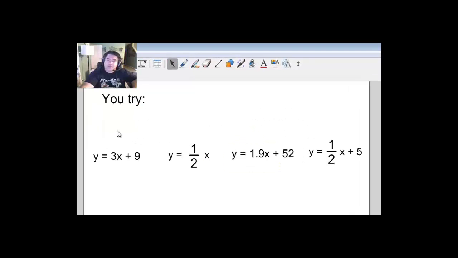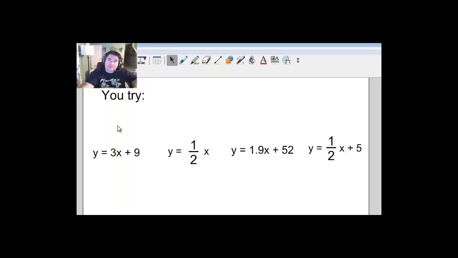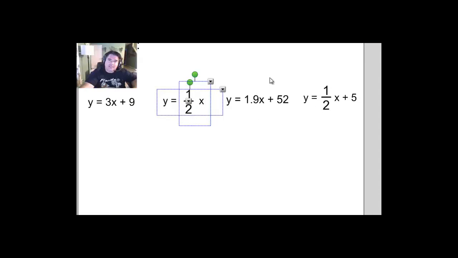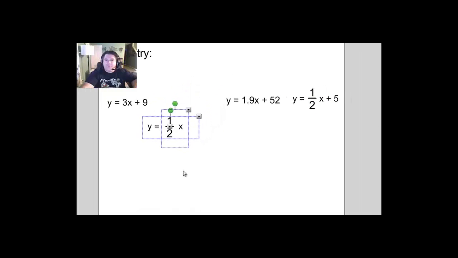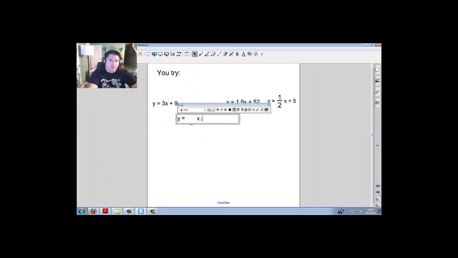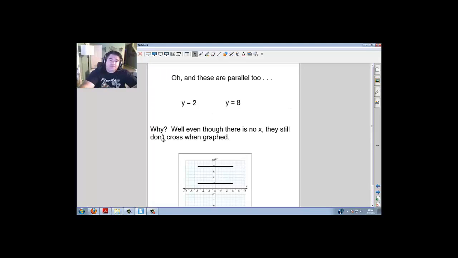Go ahead and find the ones that have the same slope, which make parallel lines. I hope you realized it's this and this. Although you might say, wait a minute, this has plus 5 on the end, but this one has nothing. Well, that's true, but really all that means is that it could be y equals half x plus 0. So really, the absence of an intercept just means 0 is the intercept.